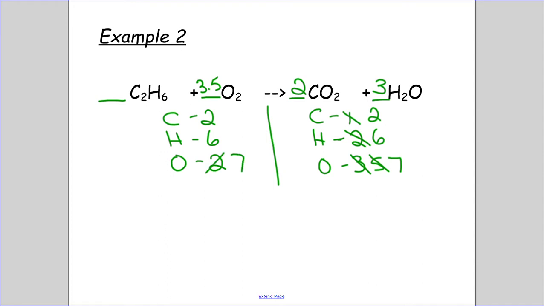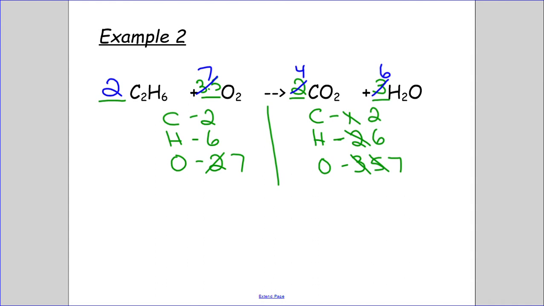And so what I actually need to do, or the trick that I can use to get around this, is now to go through and double everything. So what was a 1 in front of C2H6 now becomes a 2. The 3.5 now becomes a 7. The 2 now becomes a 4. And the 3 now becomes a 6.